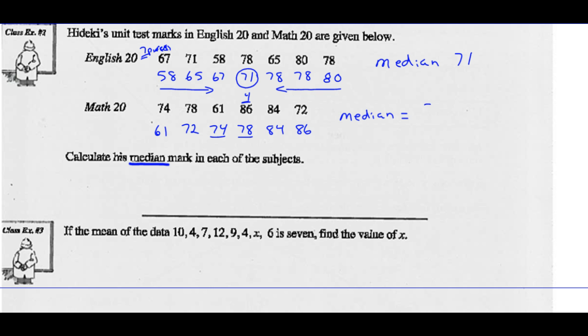So our 2 middle pieces of data are 74 and 78. We add those together and divide that by 2. So that's 152 divided by 2, which gives us an average of the 2 middle pieces of 76. So that's our median.